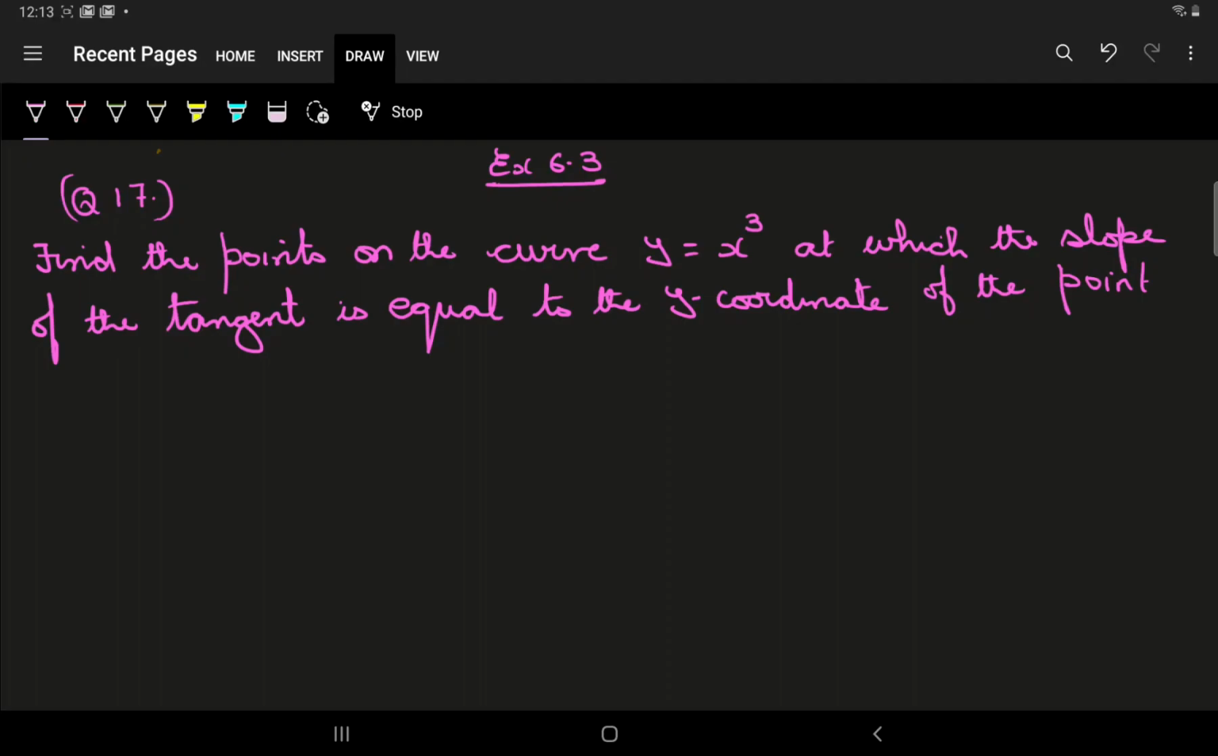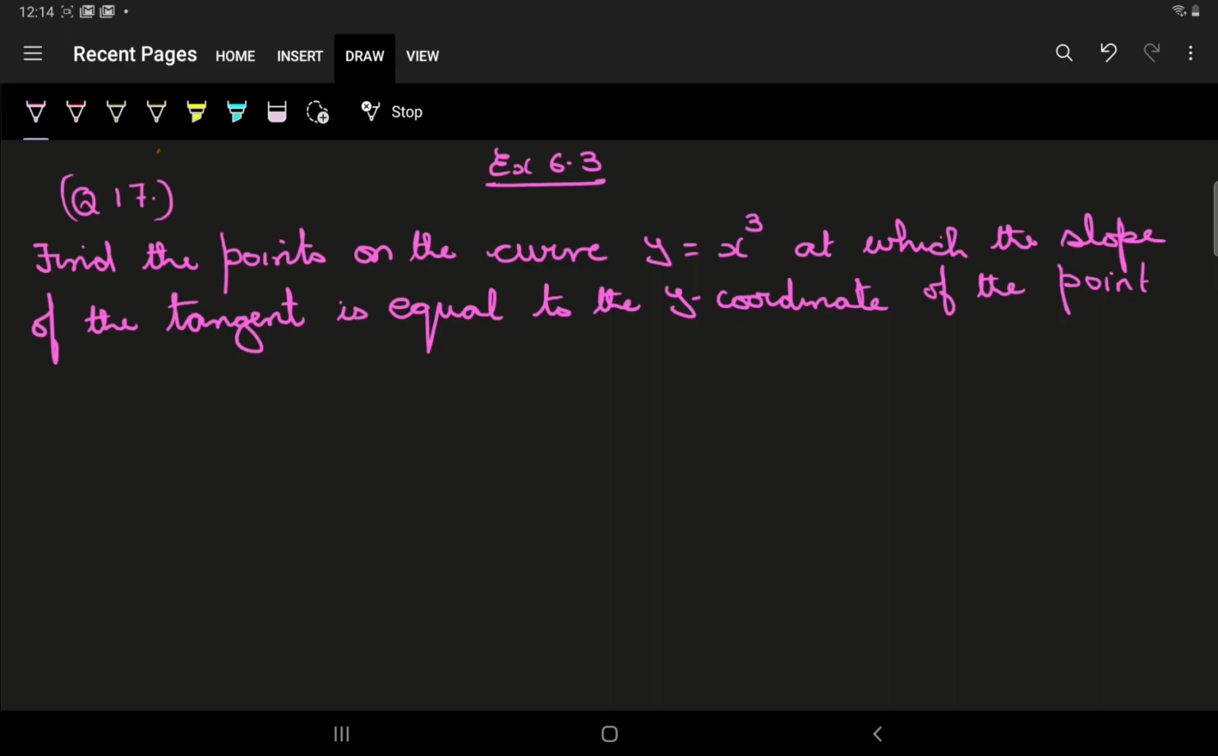Find the points on the curve y equal to x cube at which the slope of the tangent is equal to the y coordinate of the point. So, here we have to find the point of contact at which, when the tangent is drawn, has a slope equal to the y coordinate of the point of contact. So, that is the meaning of this question.